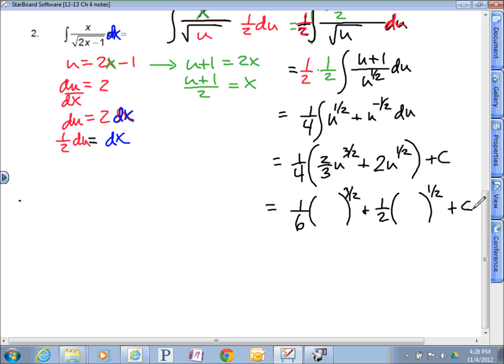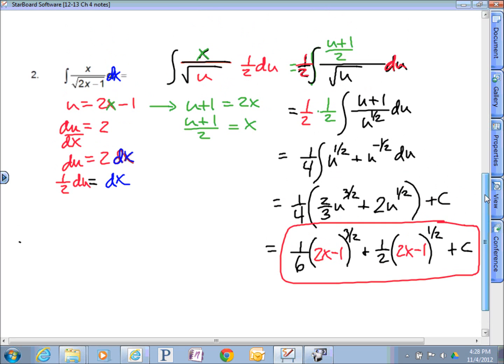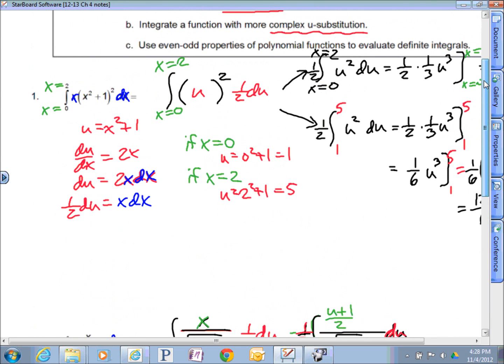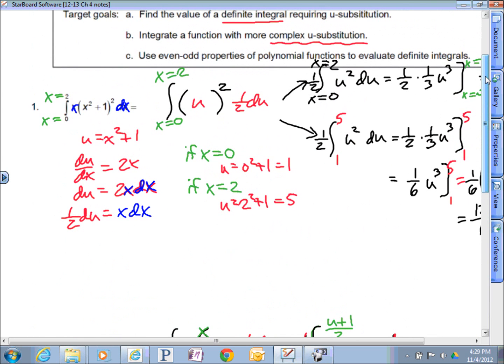What's that quantity? Go all the way back to your original u. The original u is 2x minus 1. Put that back in where you see your u's. And there is a more complex u substitution. So 2 pretty heavy-duty things here with u substitutions and watching out for our bounds with problem number 1.